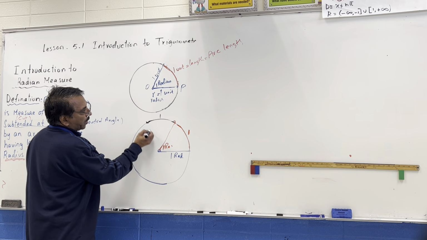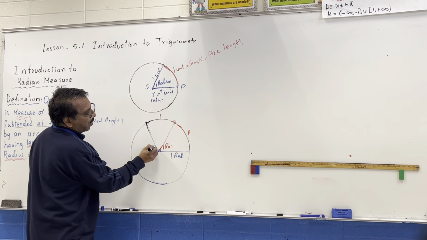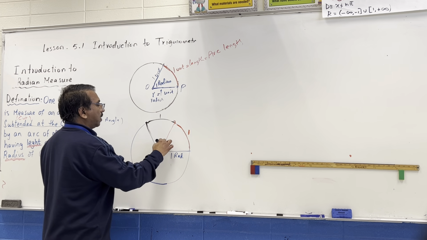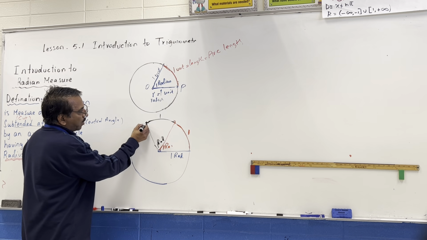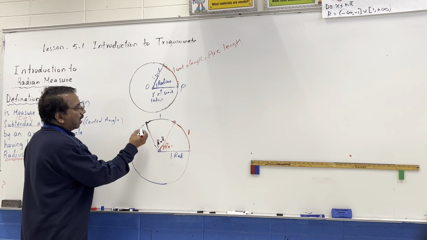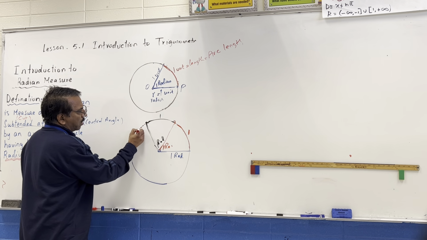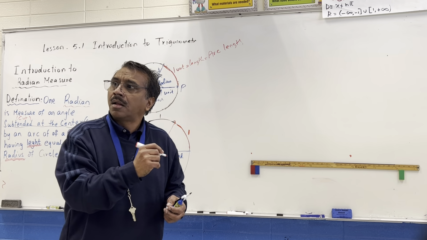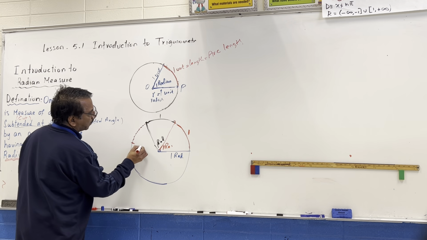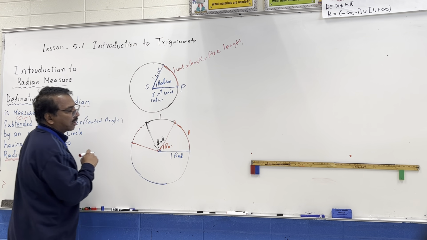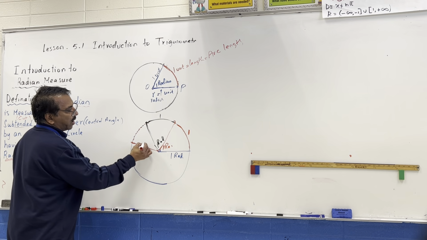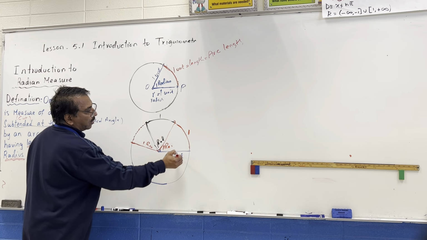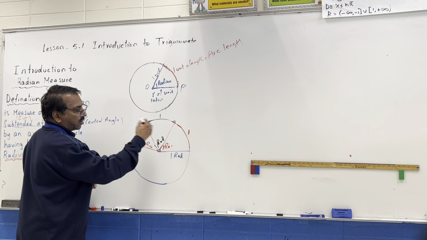So we want to know how many of these radii can fit. So this also is 1 radian length. I can go beyond this and say, okay, let's go one more with arc length whose length equals the radius. So you have another 1 radian. So we want to know, let's say, how many of those radii can fit around the whole circle.